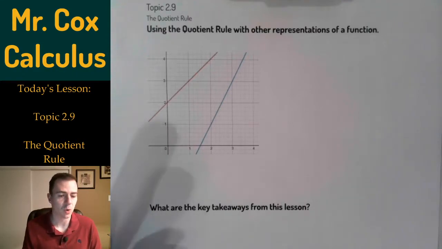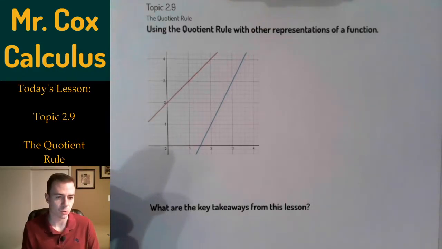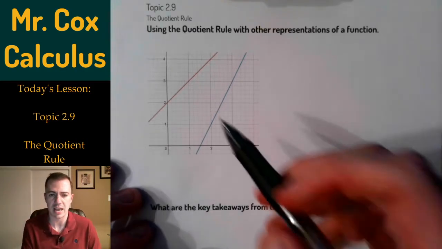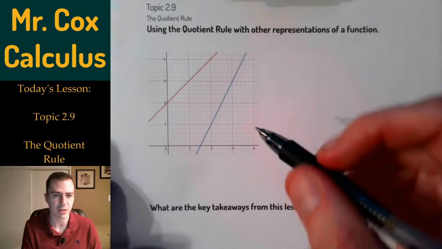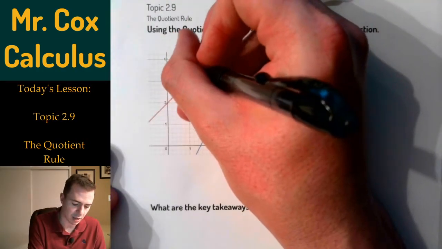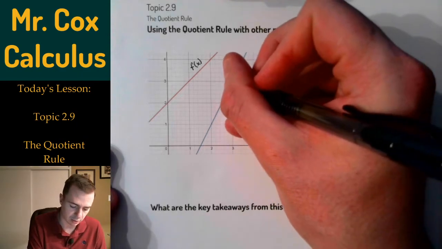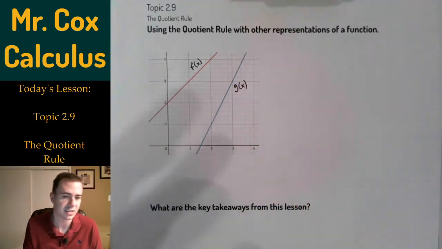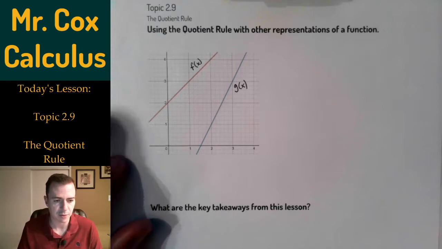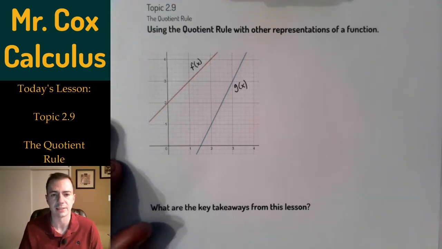Very similar to what we saw with the product rule, we can also look at the quotient rule through other means. We can look at it graphically if we look at some functions. So let's let this red line right here be the function f of x, and we'll let this blue linear piece be g of x. This is actually the same graph from our topic 2.8 lesson.